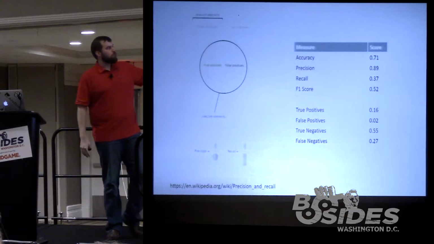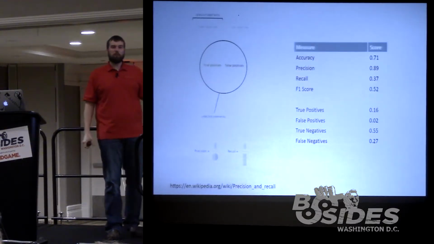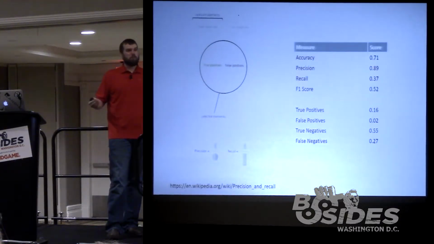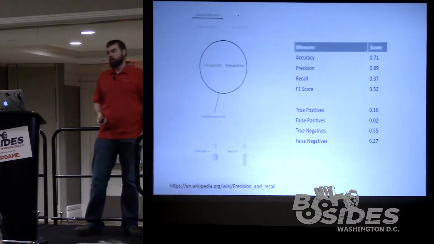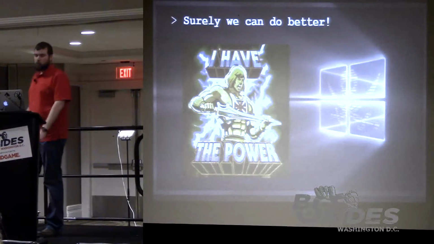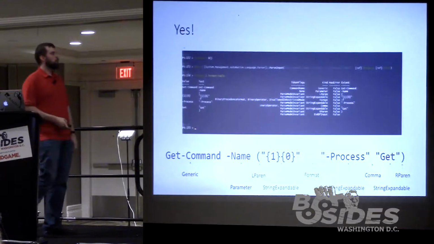So in this case, 90% precision is pretty good, but 37% recall means it barely got over a third of the obfuscated scripts out there. So we need something better. So surely we can do better. So how might we do better?